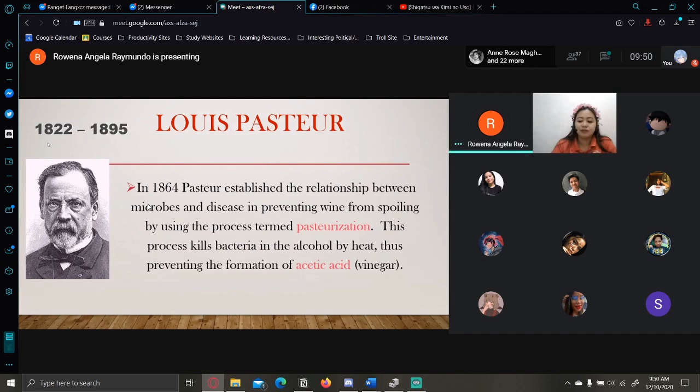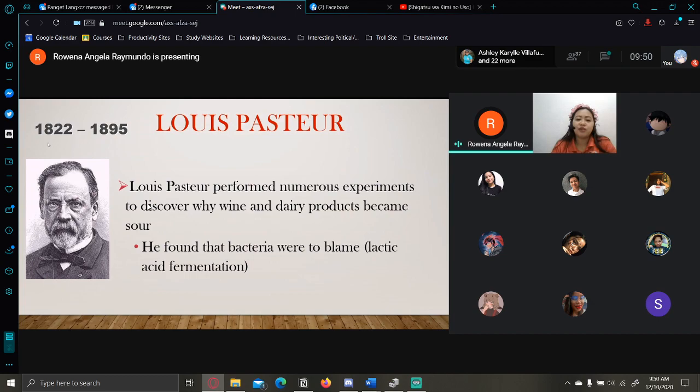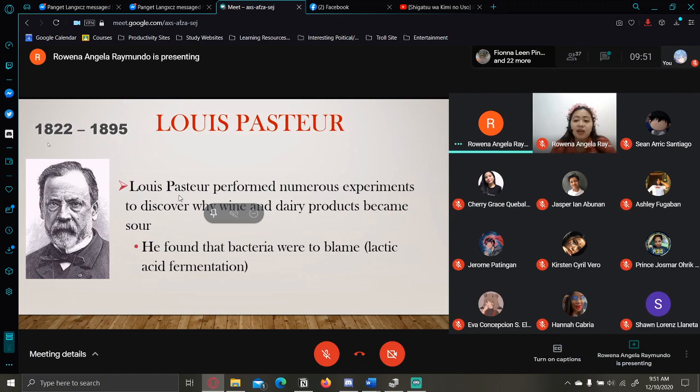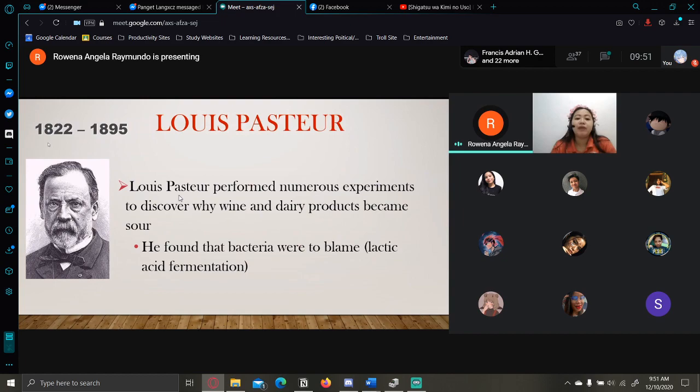Louis Pasteur performed numerous experiments to discover why wine and dairy products become sour. He found that bacteria were to blame. It causes lactic acid fermentation. So, dahil doon, kaya niya na-invent ang pasteurization is because lagi siyang nagwa-wonder bakit nasisira yung wine and yung dairy products. And then, nalaman niya na dahil yun sa bacteria. And kaya natin pinapasteurize ang wine and dairy products is to kill this bacteria na nagko-cause ng lactic acid fermentation or causes it to become sour.